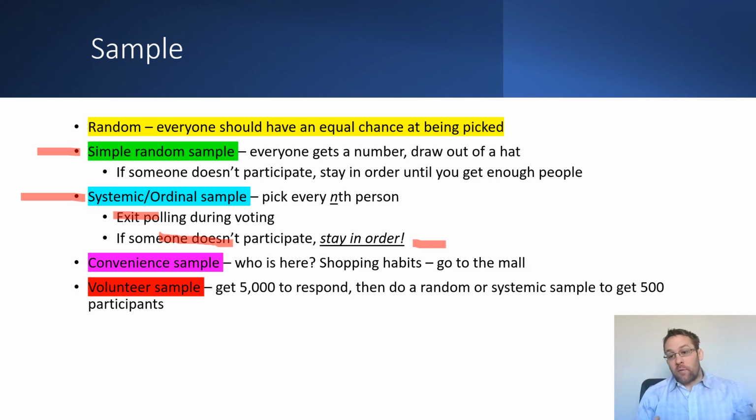But now you have to wait for 7 more people. You can't just go to the next person. You've got to wait for 7 more people to come out of that voting booth. All right? This is how exit polling information is gathered. All right. Okay, know the difference between simple and systemic.